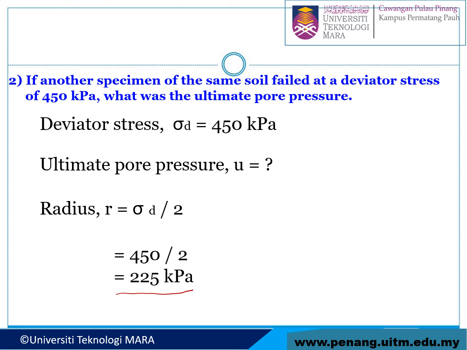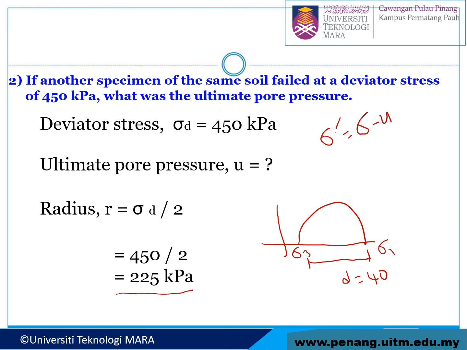So we have two pieces of information. First, we have the diameter, sigma d, which is 450. Then this one is sigma 1 and sigma 3. So you want to know the value of u. Sigma prime is equal to sigma minus u, so you want to determine the u. U is equal to sigma minus sigma prime. This is an example. So what are you going to do?